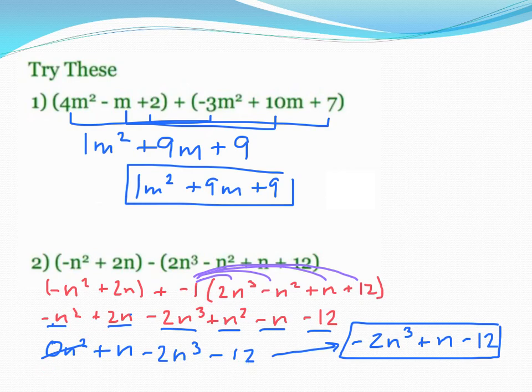Now notice here I crossed out 0n to the second. Why don't I keep it? Well, anything times 0, doesn't matter what that is, anything times 0 is going to drop out. So I don't need to write anything 0. I wouldn't write plus 0 at the end. I'm going to let it go. I'm going to drop it out.